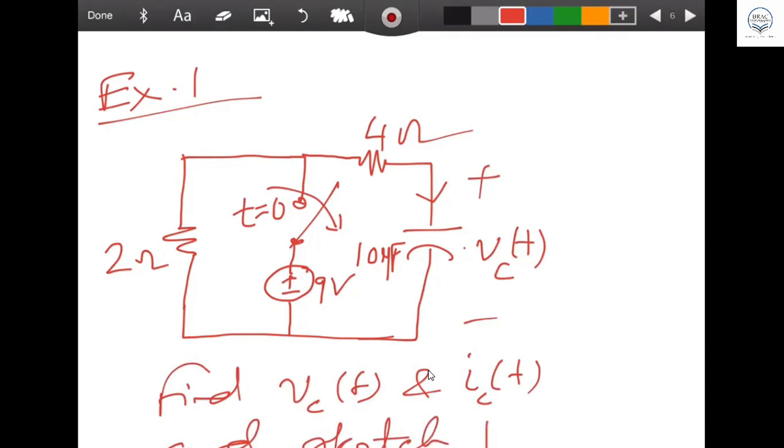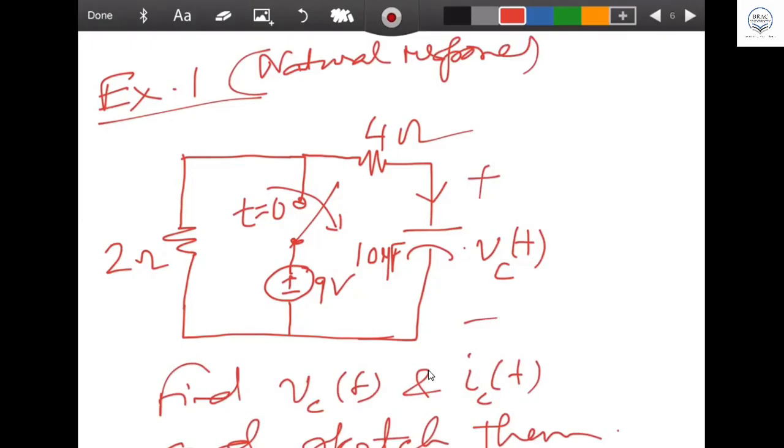This is a problem on natural response. Remember, no fixed response. Why natural response? If you look at the circuit switching action, at time t equal to 0, the battery is taken out. If the battery is taken away, then the remaining circuit is nothing but an RC circuit, with resistance and capacitance. So it will be a free running RC circuit.